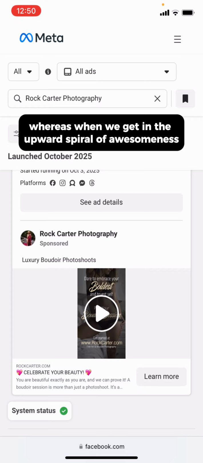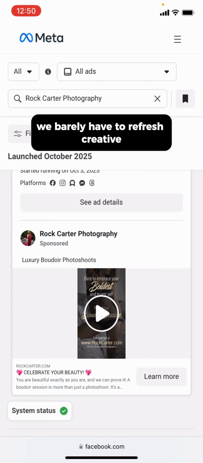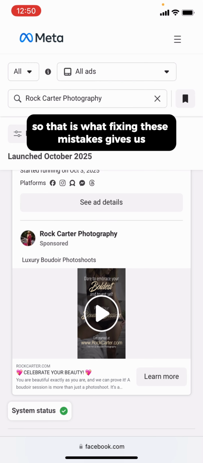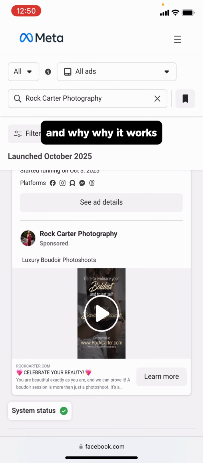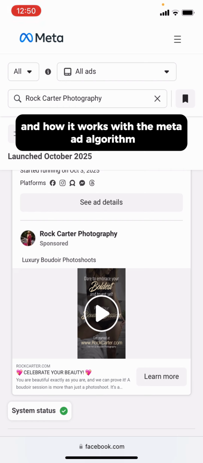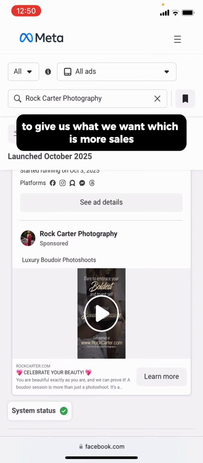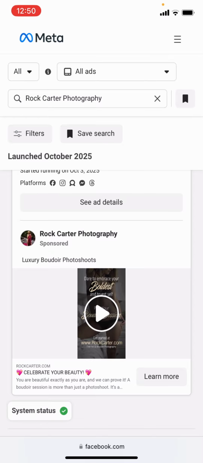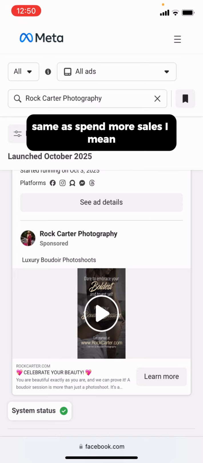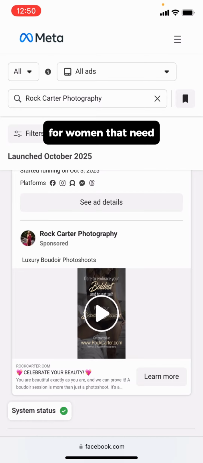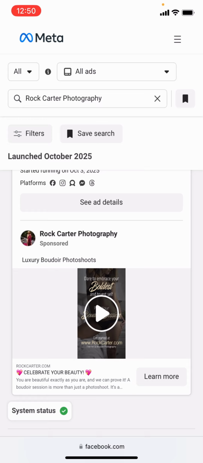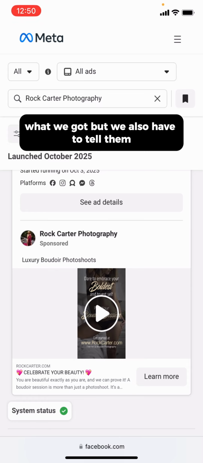Whereas when we get in the upward spiral of awesomeness, we barely have to refresh creative. So that is what fixing these mistakes gives us, and why it works, and how it works with the Meta ad algorithm to give us what we want, which is more sales, same ad spend, more sales. I mean, that's really what we're after. More bookings, more women helped, for women that need what we got, but we also have to tell them it's specifically for them.